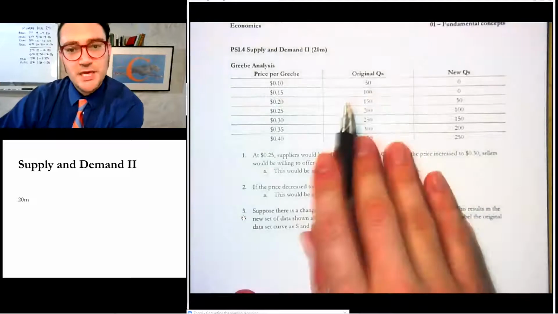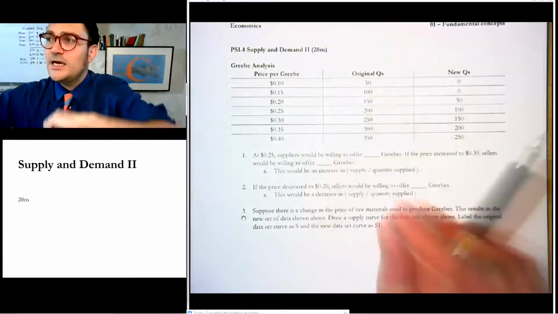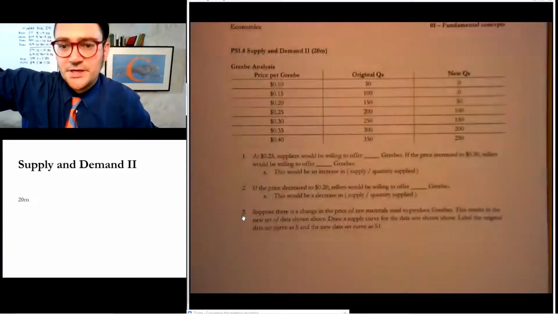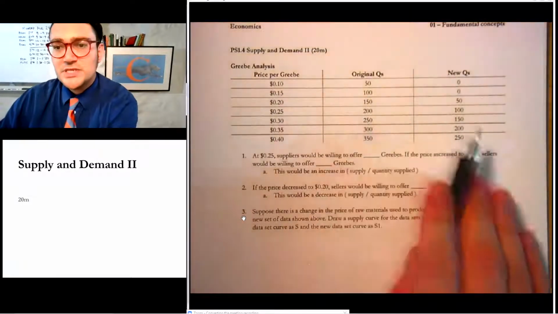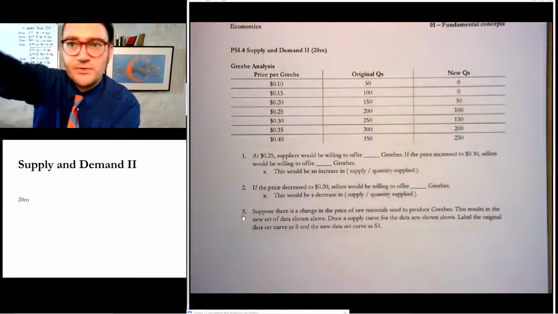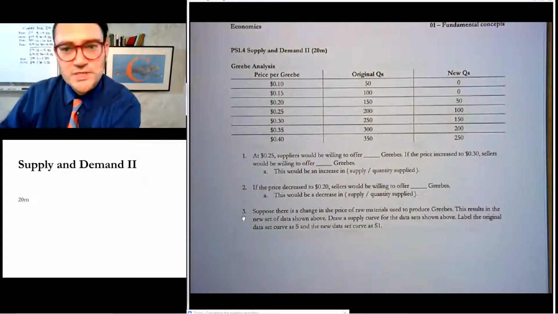And again, just like with the demand ones, we've got an original set of numbers, and I'm going to try to turn the light off. There's a lot of glare there. Let's see. All right, there we go. And we've got original numbers and some new numbers. So that one's going to change for us halfway through this problem set.